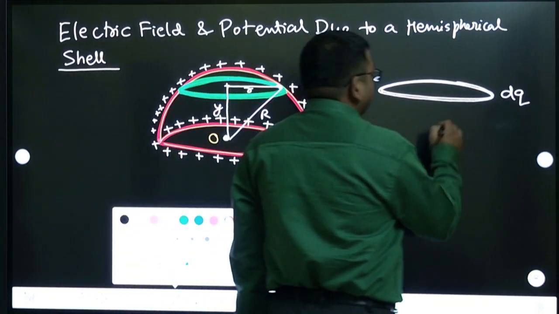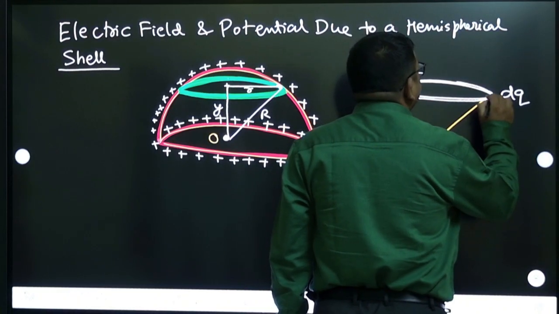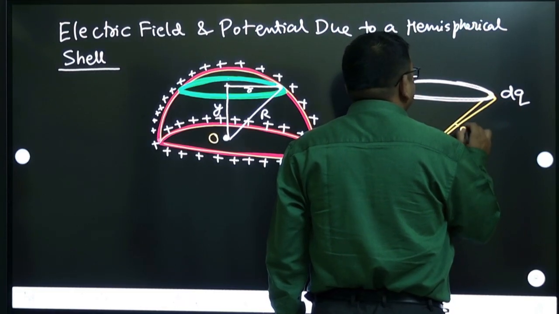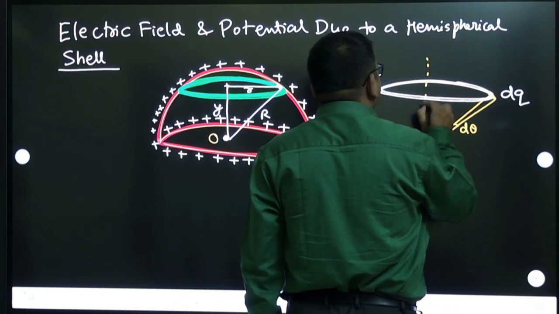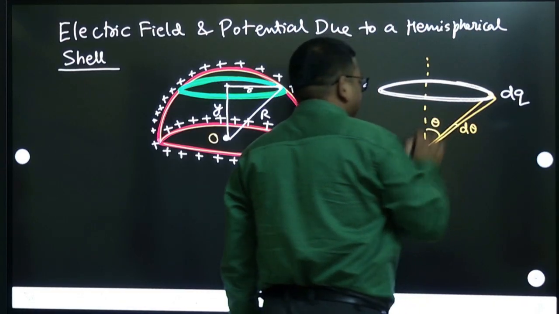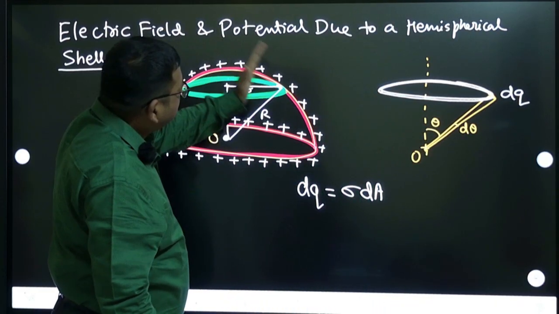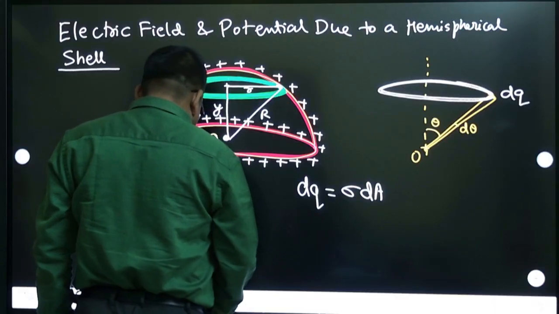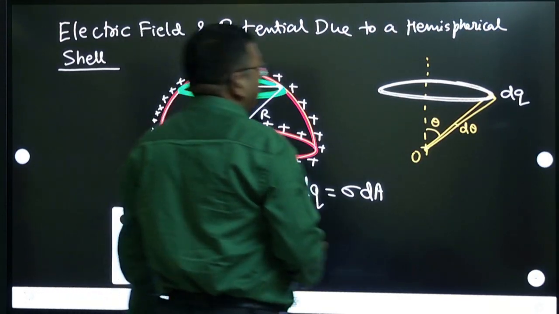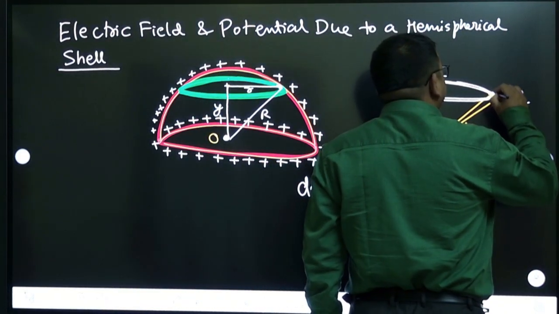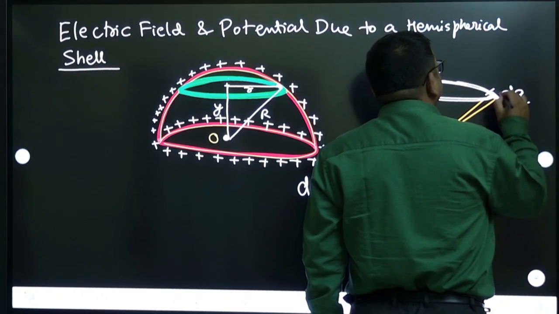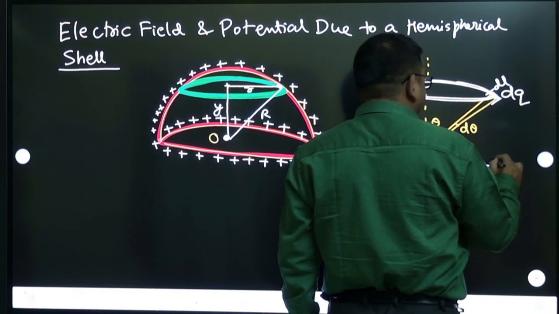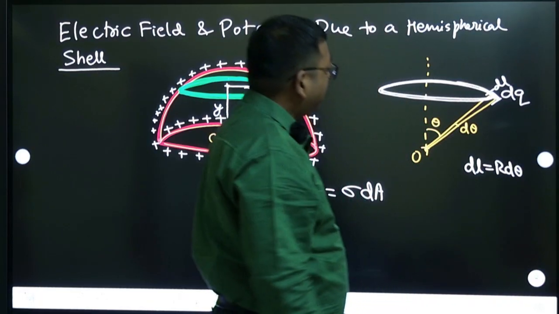For that, you have to note that at this point O, it is making some angle. This length is making some angle d theta here. And from this vertical position, you can consider this as theta, right? So the theta value can go from 0 to 90 degrees, right? How will you consider the area of this? So this length is important here. Let us say this length is dl. So this dl will be r d theta.